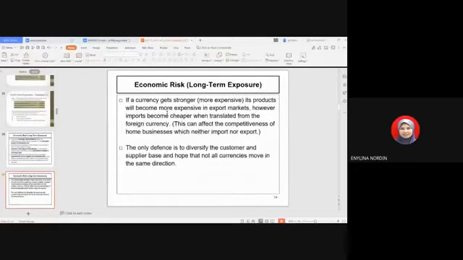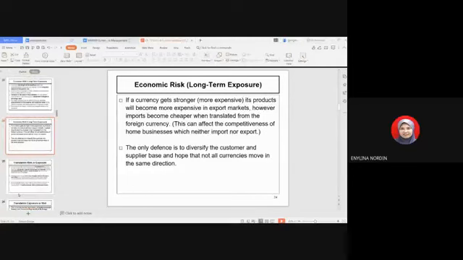So this is the explanation. Right? Okay, we go to the translation.